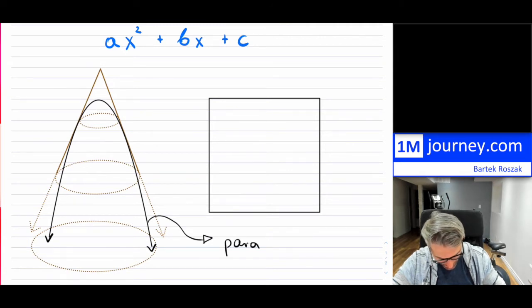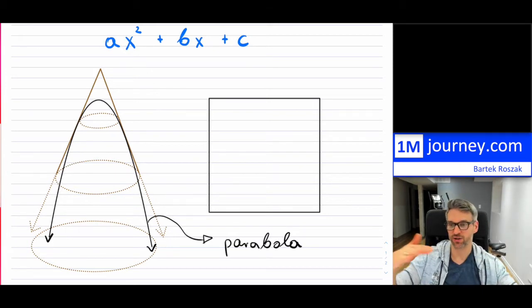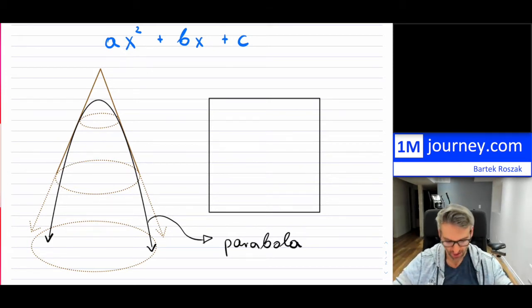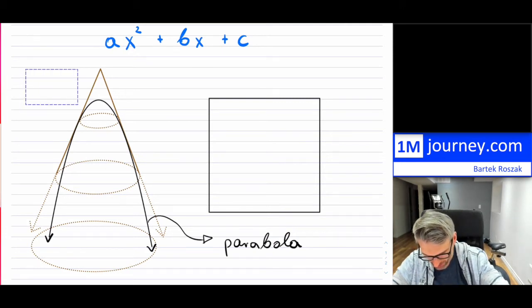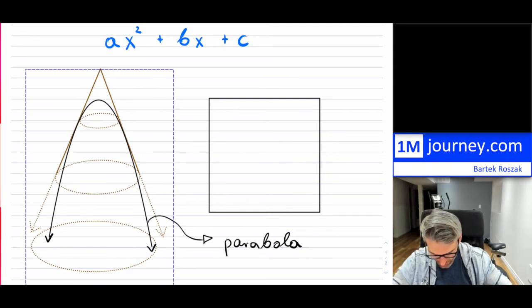Now, this parabola can point downwards because of the way the cone is stationed. But of course, I could have taken this whole thing, I could have taken this right here.